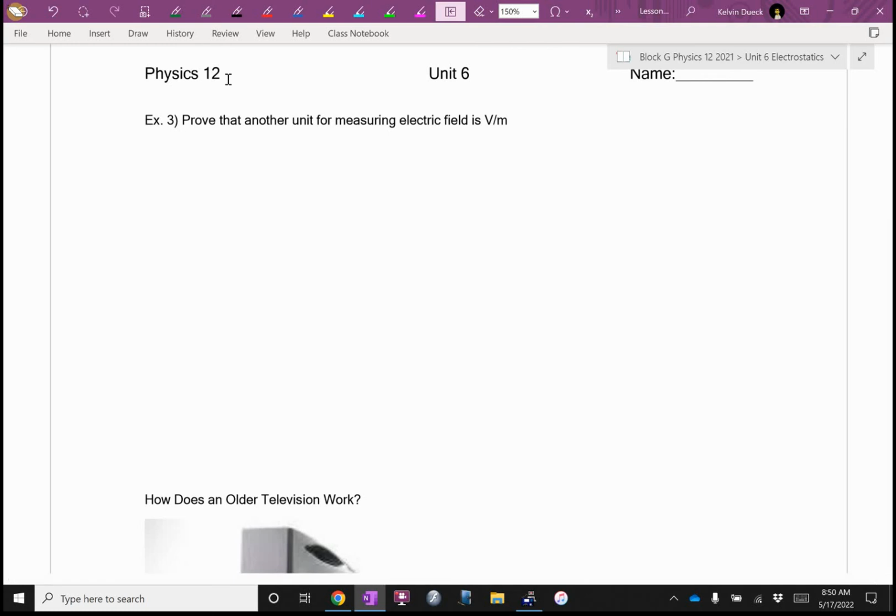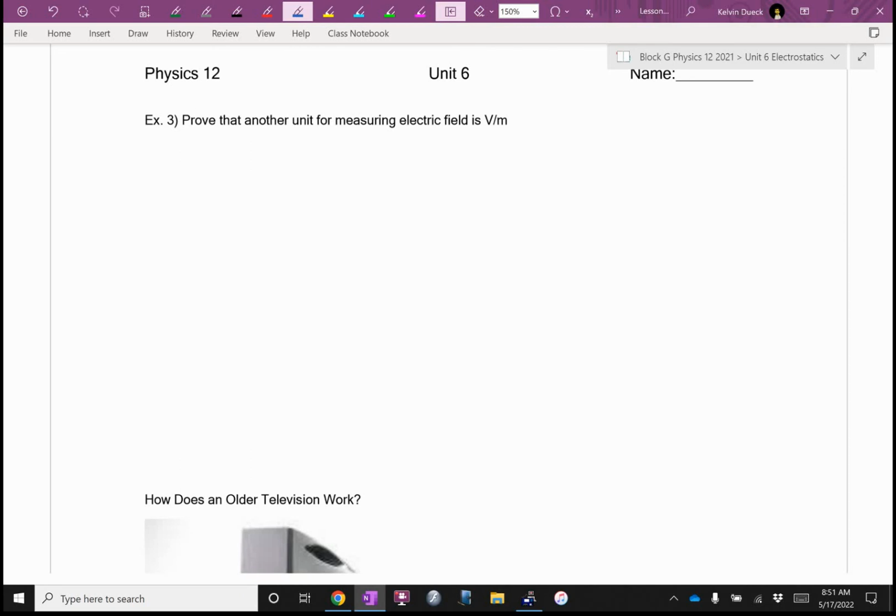Remember gravitational field, we said had 2 units. It was meters per second squared, which is what we used last year all the time. It's the acceleration due to gravity. But it was also newtons per kilogram if you just thought about F equals m a, you get the a by itself. It's got to be newtons per kilogram. Electric field also had 2 units. The original was its definition, newtons per coulomb. But it says, prove that another unit for measuring electric field is volts per meter. In other words, prove that volts per meter is also newtons per coulomb.